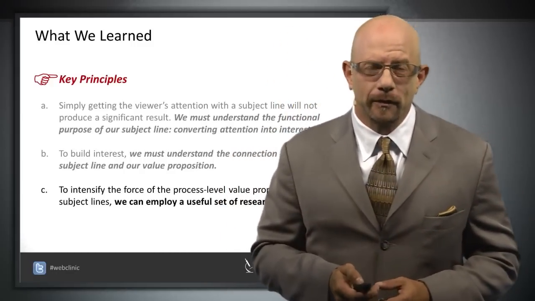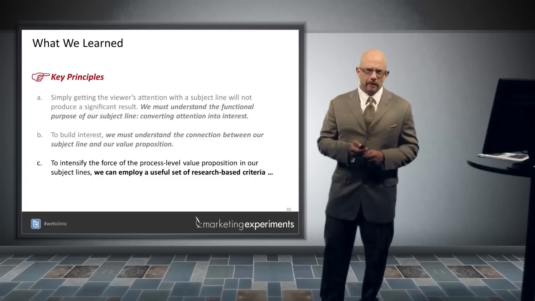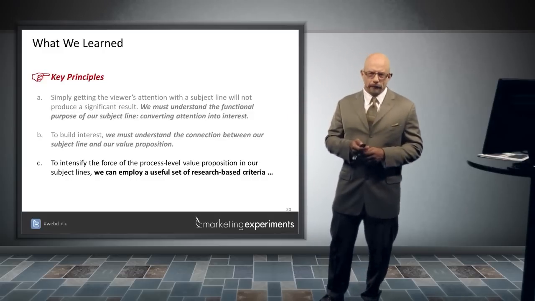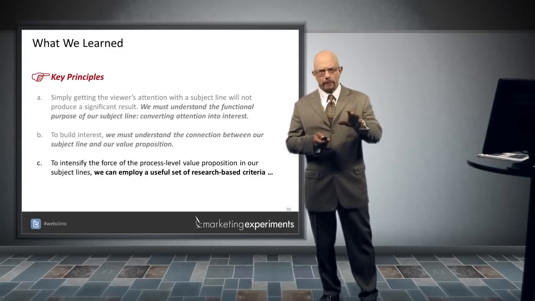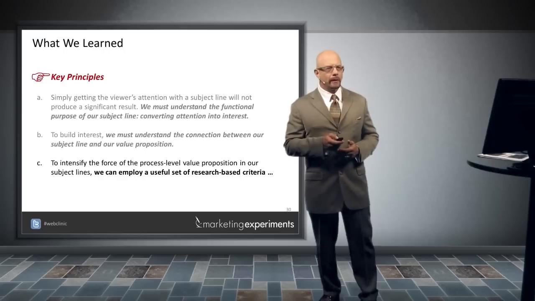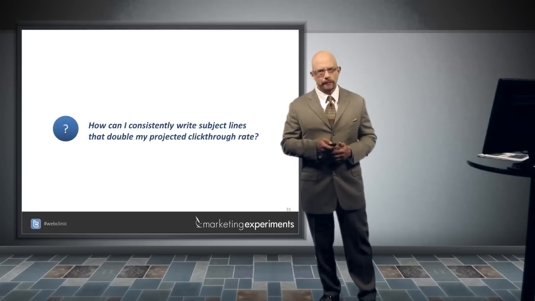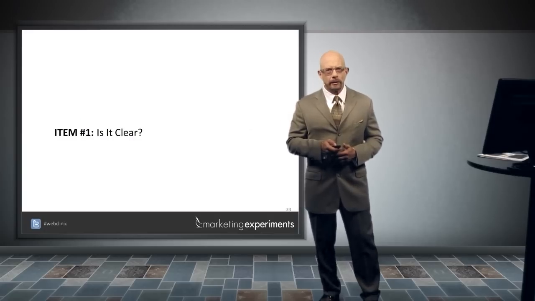Let me just take you to this third key principle. To intensify the force of the process level value proposition in our subject lines, we can employ a useful set of research-based criteria. We're distilling 4 elements that will give your subject line more force. These same elements drive the force of all value propositions across all categories in every business. This is what we've learned from patterning 10,000 tests over the last 15 years. Let's answer that question with this checklist.